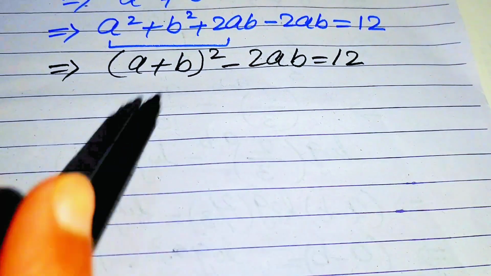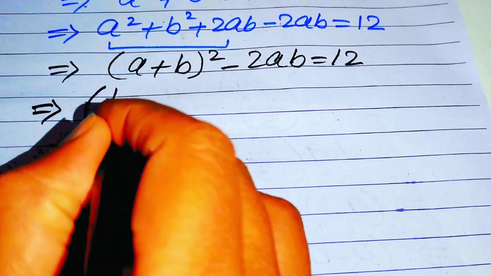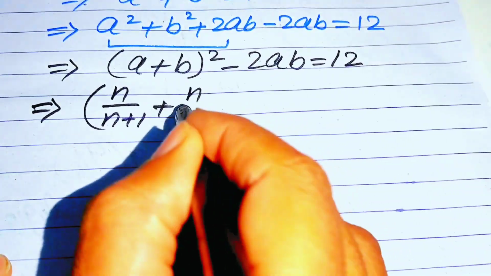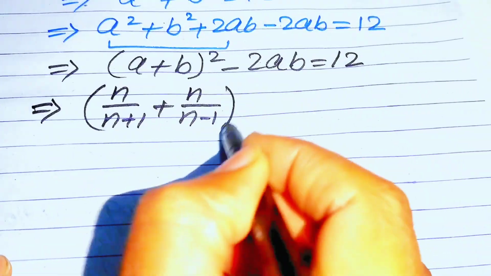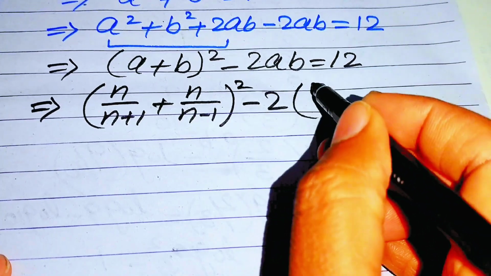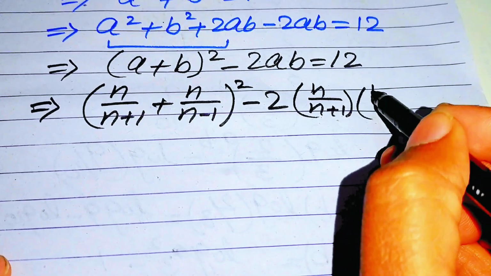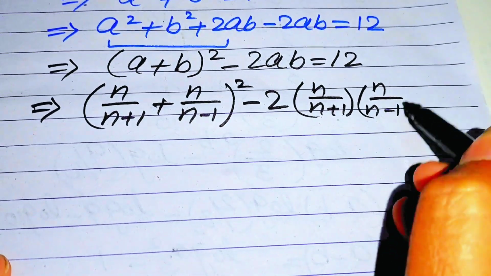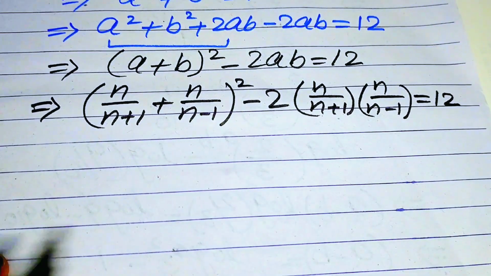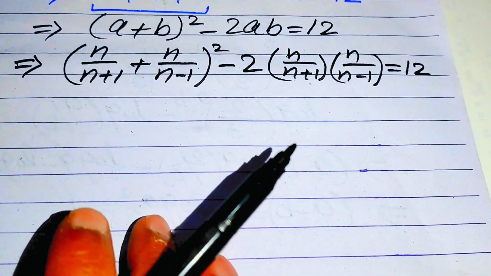So we put these two values of a and b in this equation, and it will be written as (n/(n+1) + n/(n−1))² − 2ab. So our a is n/(n+1) and b is n/(n−1), and this whole equals 12. So now here we need to make a little bit of simplification.